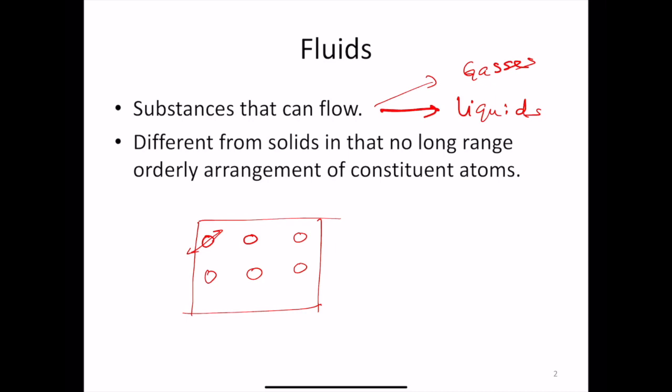They don't maintain any fixed positions. So there is no long range orderly arrangement of the atoms or molecules that make up liquids and gases. And therefore, liquids and gases just take the shape of whatever container they're in. The difference between liquids and gases is in the fact that the forces between the molecules of a gas are much weaker than the forces between the molecules of a liquid. And so the gas molecules have a lot more freedom to move around than the liquid molecules.